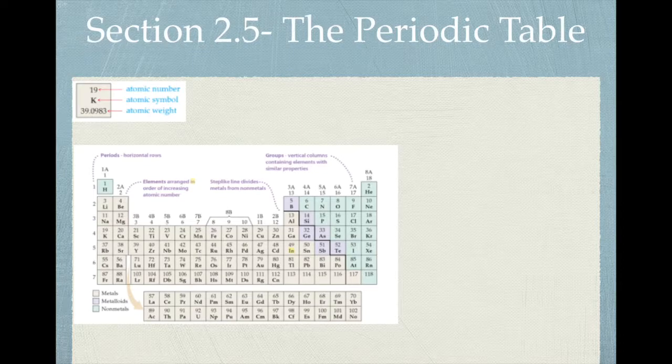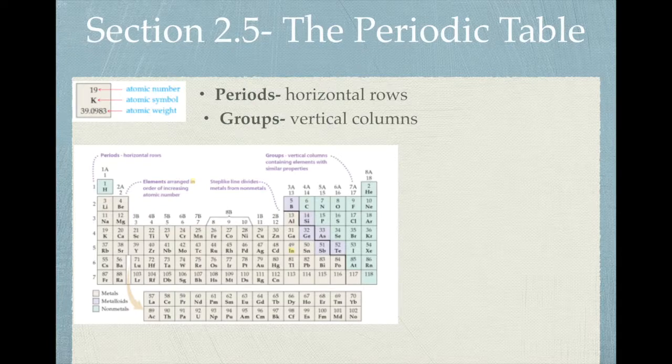So here's your periodic table right here, and just as a quick review, remember that the periods represent the horizontal rows, while the groups represent the vertical columns. The next piece of information that you need to know is that there are three different types of atoms that you can have. The first are metals, and so if you look, all of the elements that are in brown, those are your metals.